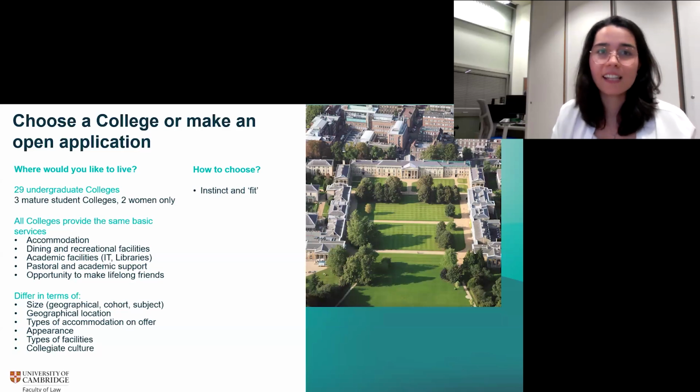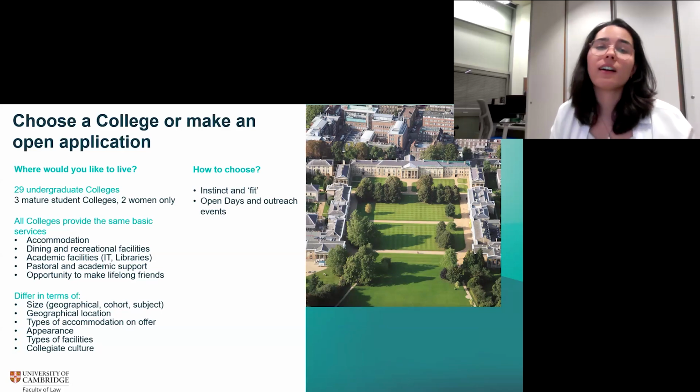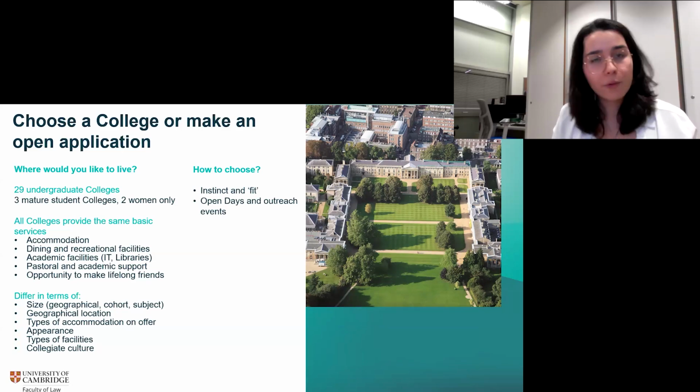They just walked in, they said, this is just right. My instinct says I should apply here. So not a lot of logic in picking a college. But we do recommend, if you can, go to open days, go to outreach events, watch the virtual tours online, speak to current students from those colleges. And that's really the best way you can have to pick a college.